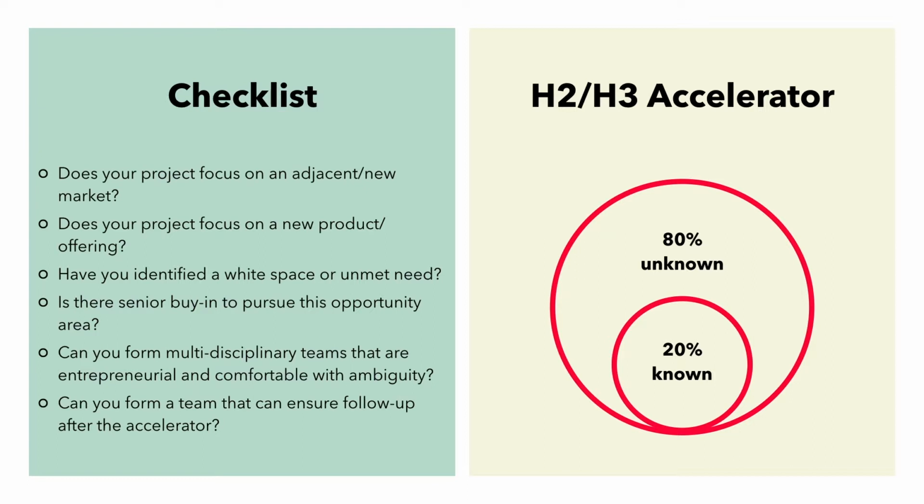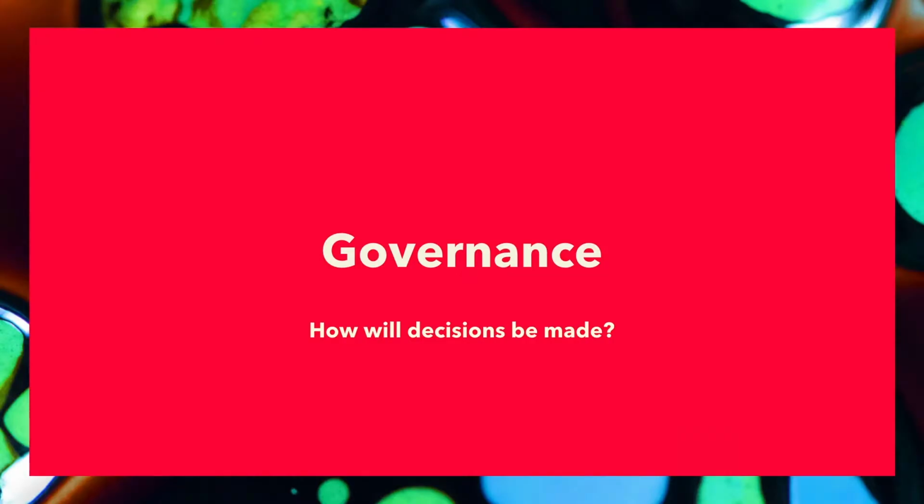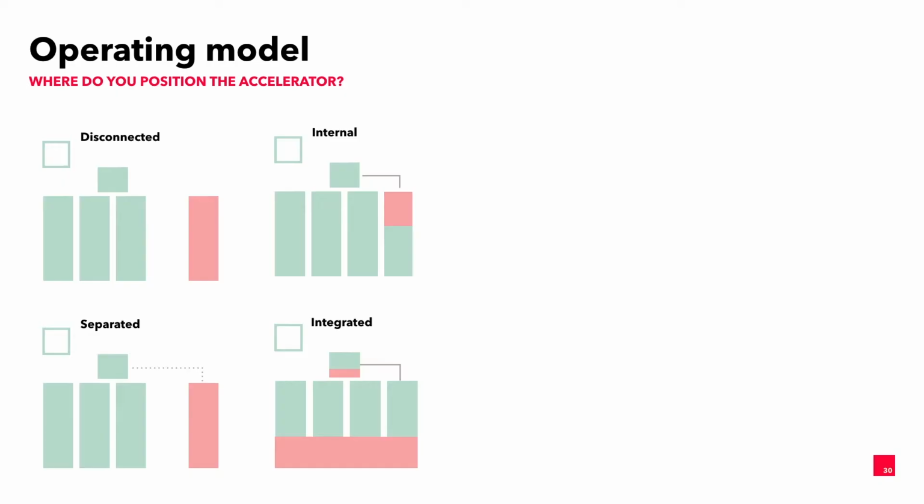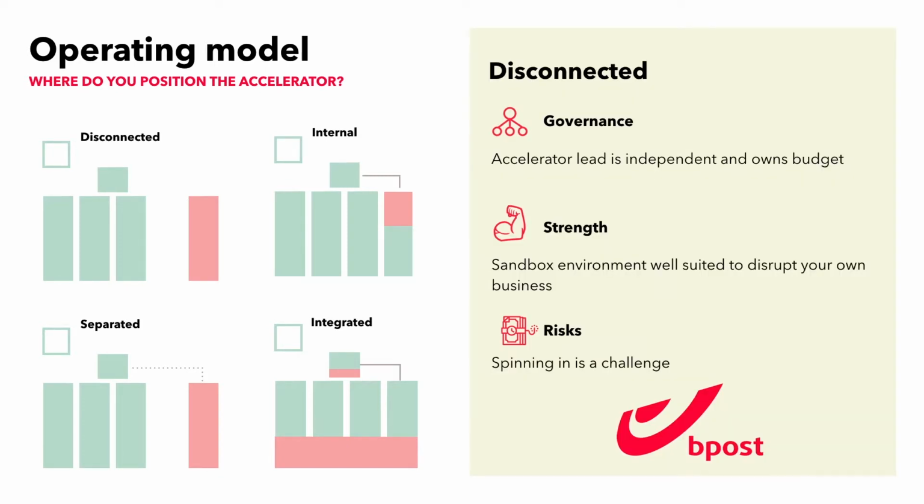Having decided what the focus of your accelerator will be, the next step is deciding how will we make decisions. Typically, we see 4 different operating models as to answering your question, like where are you going to position your accelerator? You have the disconnected model.